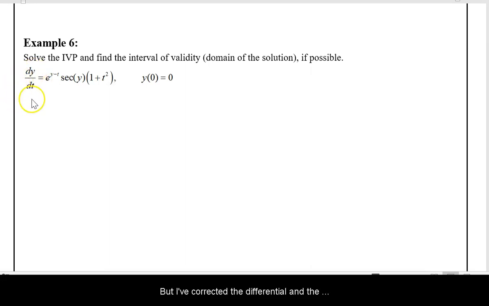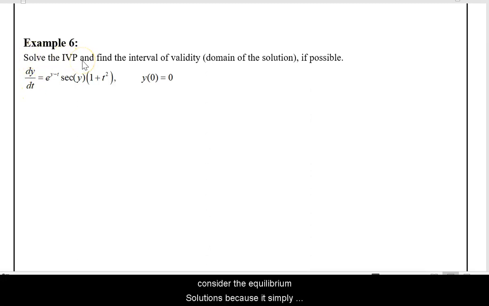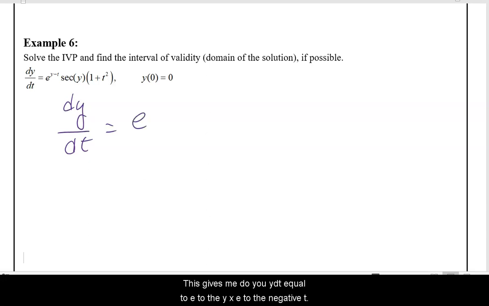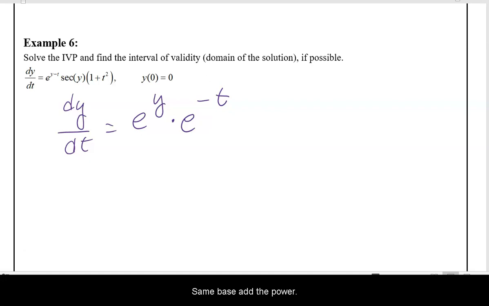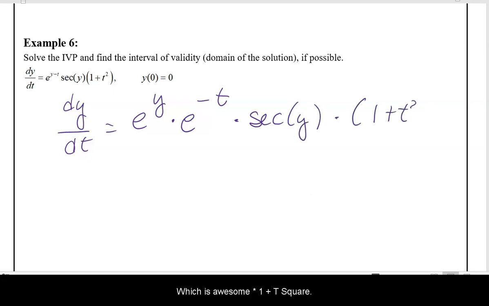Now that I've corrected the differential and the independent variable is t everywhere, we do need to consider the equilibrium solutions, because it simply said solve, not find the general solution. In this case, I need to rewrite the exponential e to the power y minus t in a different form. This gives me dy dt equal to e to the y times e to the negative t. Same base, add the powers. This is multiplied by the secant of y, which is also multiplied by 1 plus t squared.